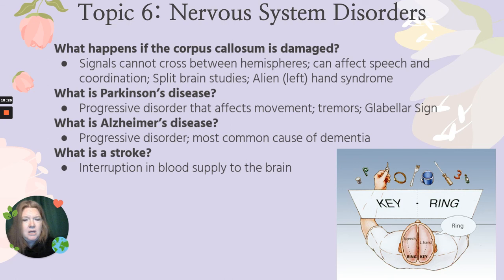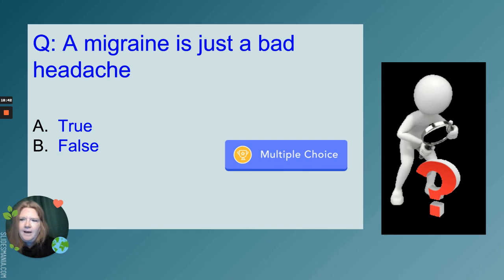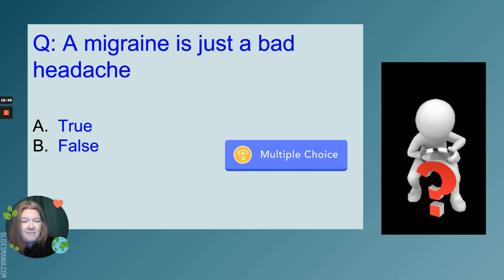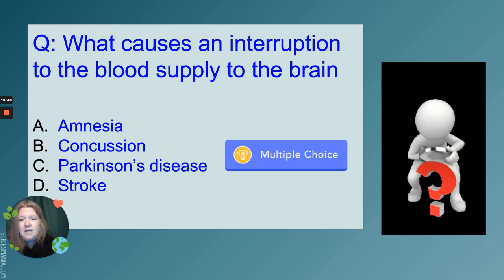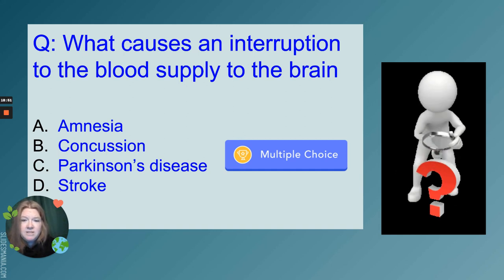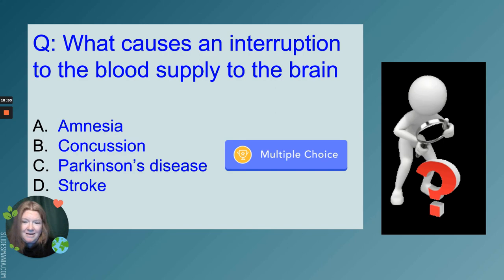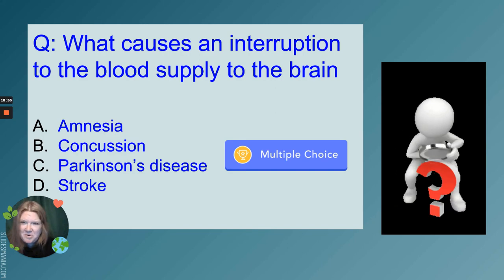Okay, so here's just a quick image that shows what happened in the split brain studies, where things were tested about whether or not people could see the word and what object they would pick up, and based on which side it was shown to, there were different results. All right, so this question, a migraine is just a bad headache? False. And what causes an interruption to the blood supply to the brain? And that would be a stroke.